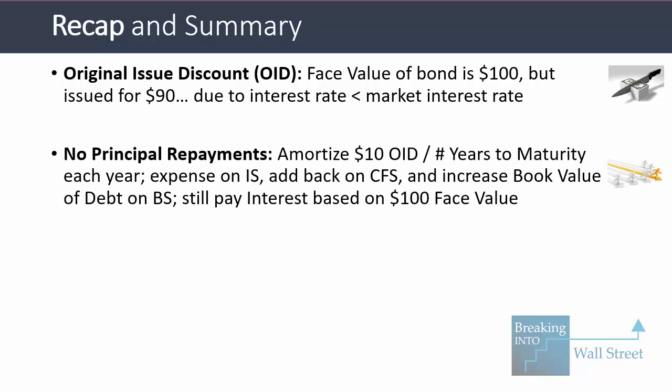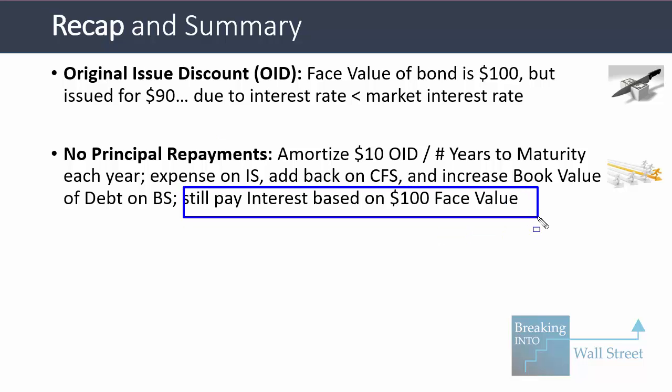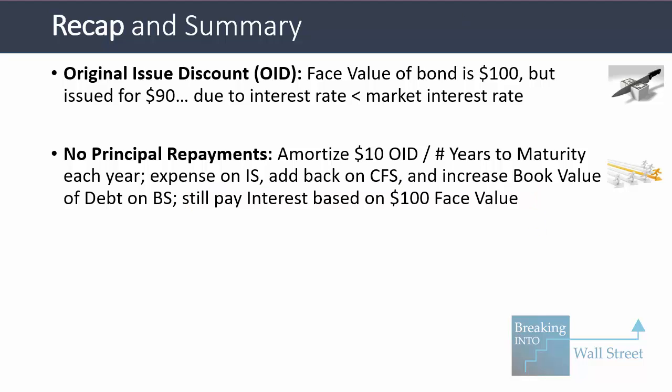Now, when there's no principal repayment on this bond or other form of debt, the company simply amortizes this 10 of original issue discount over the number of years to maturity each year. They show that as an expense on the income statement, they add it back as a non-cash expense on the cash flow statement, and they increase the book value of debt on the balance sheet each year. But they still pay interest in cash on the $100 face value of the bond.